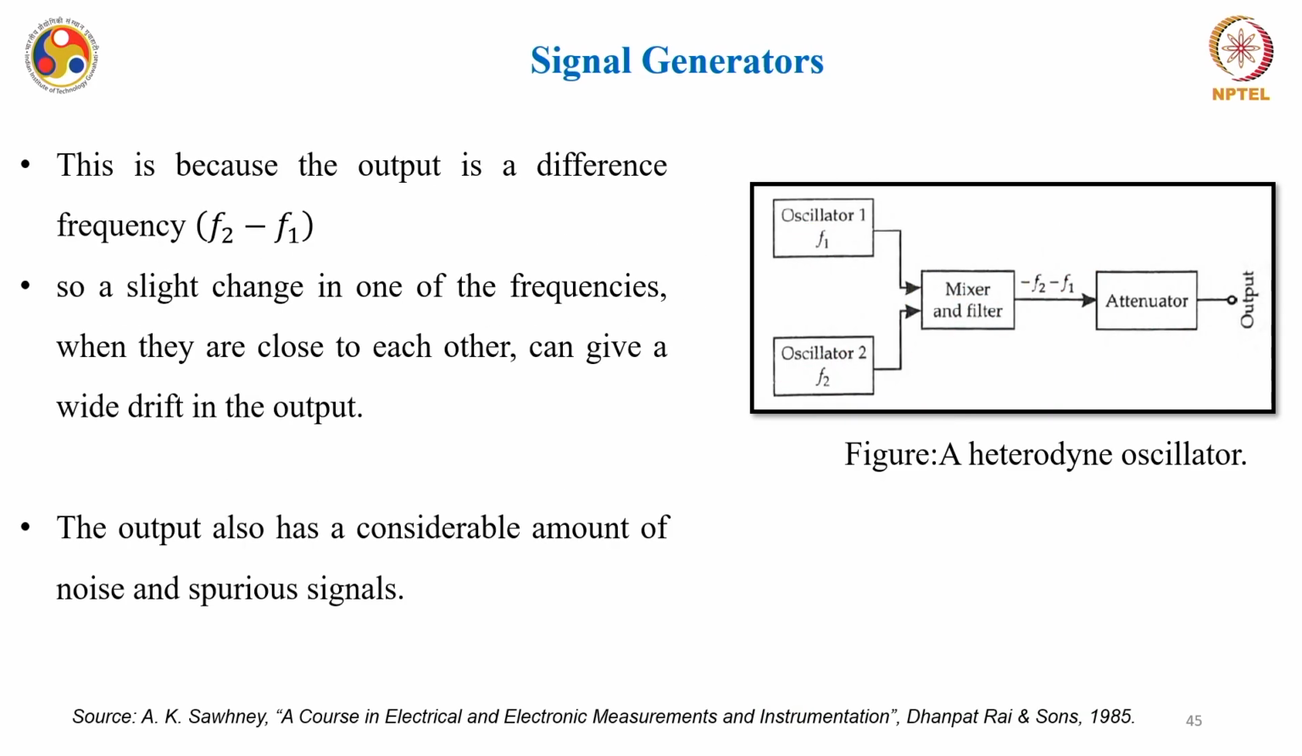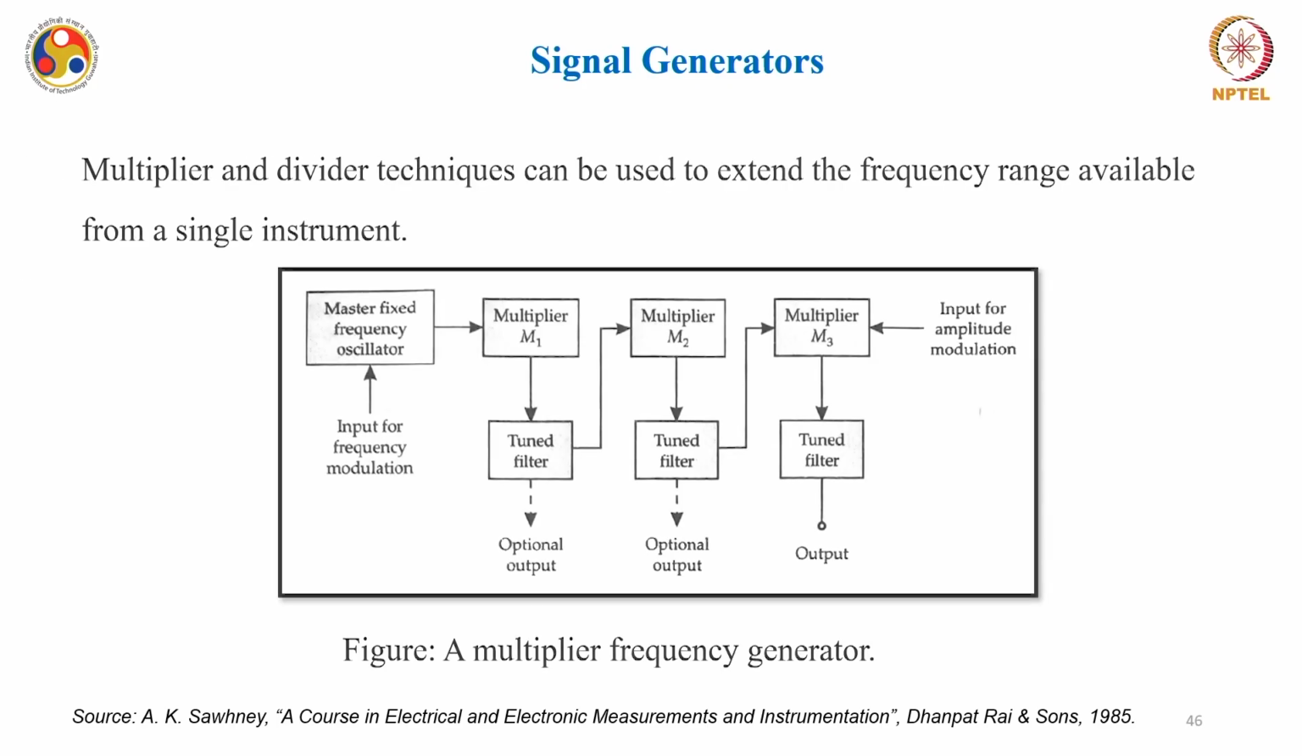This is because the output is a difference frequency, so a slight change in one of the frequencies, when they are close to each other, can give a wide drift in the output. The output also has a considerable amount of noise and some other disturbing signals. Similarly, we have multiplier and divider techniques. Multiplier and divider techniques can be used to extend the frequency range available from a single signal generator.